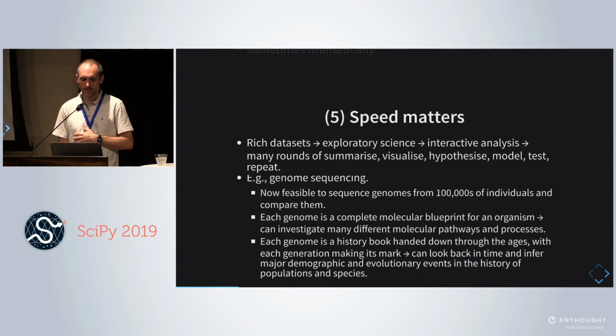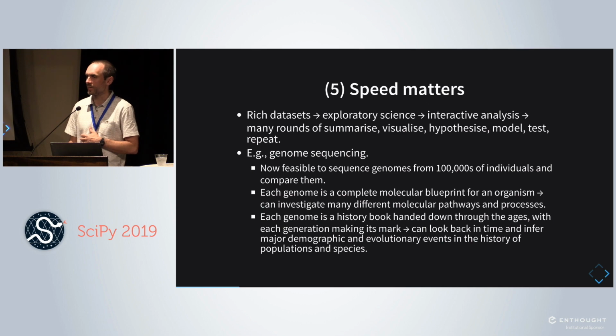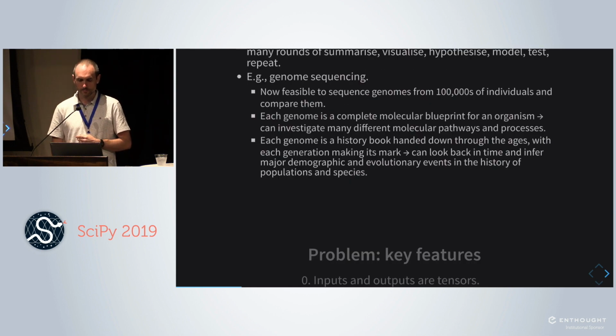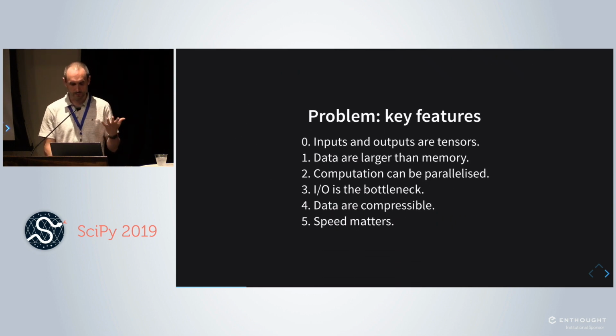And the fifth feature of our problem is that we care about how fast things go. And the reason we care about it is because we're collecting these incredibly rich data sets that could answer many, many questions. I'm sure this is a very common theme for many people here in this room, but basically we're doing exploratory science, which means that we have many, many rounds of interactive work: summarizing, visualizing, hypothesizing, modeling, testing, and many different iterations. And so the faster that we can work and the more interactively we can work, the better we can explore the data. So we have these five key features, and that's what's driven this work.